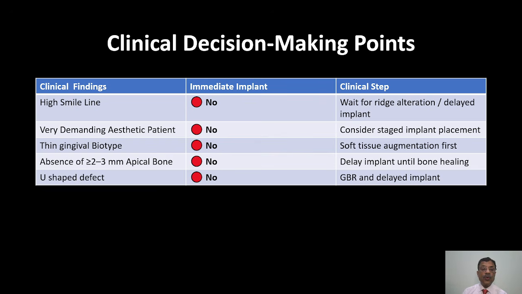If there is no bone apical to the root apex, then delayed implant placement or some bone grafting has to be done, and once healing takes place, only then we place the implant. If the defect is U-shaped in the labial cortical plate, again, immediate implant placement will not give a favorable result. We have to go for GBR or delayed implant placement.